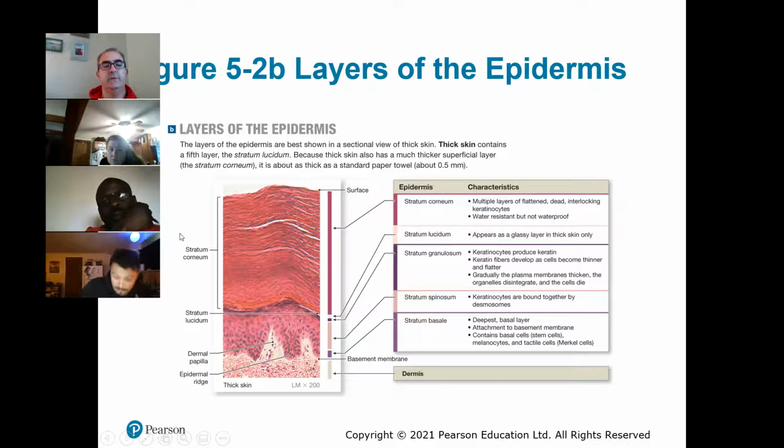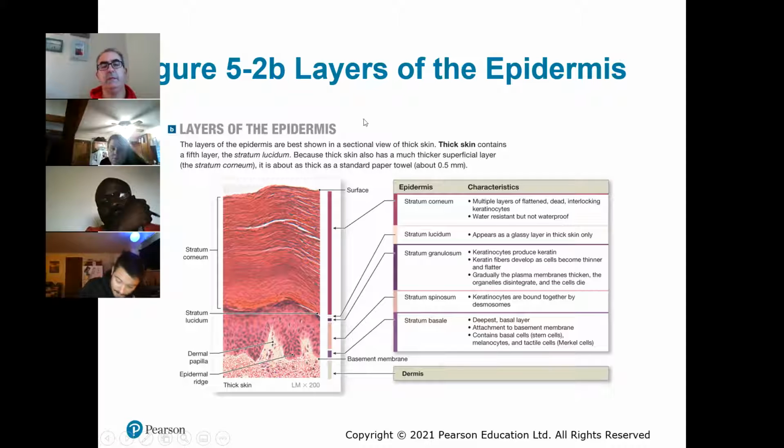In thick skin, the stratum corneum is really thick. The outermost layer, which has a lot of dead skin cells, is really thick. Palms of your hands, soles of your feet. In thin skin, the stratum corneum might only be half as thick, right? It might only be 10 layers thick instead of 50 layers. It might only be to here, right?